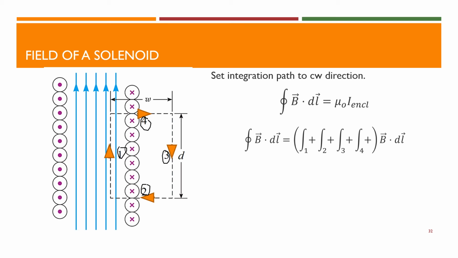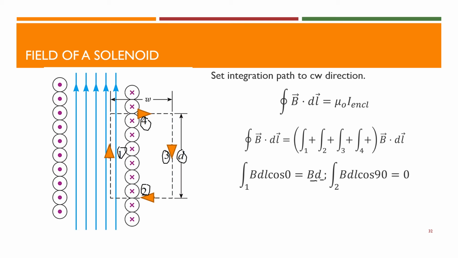So let's look at each term. So for segment 1, this is parallel to the magnetic field that we have in the diagram. Whatever that magnetic field is, that's B. It's multiplied by the length of this side, which we now call d. We identified this side as d.